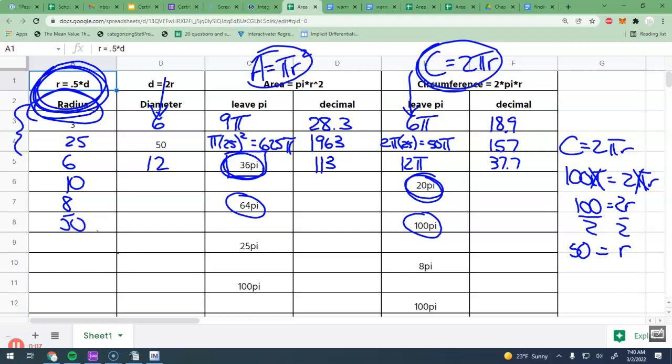This is my first thing: I want to find the radius every time first. And then once I do that, I know I can do the rest. Questions on these? When we get to it, let me know if I can help if you have questions.